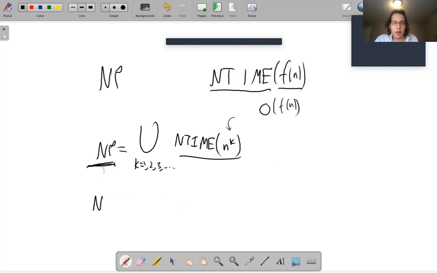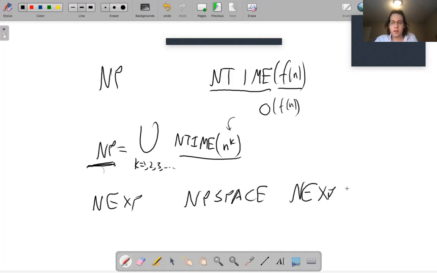And we can also define NEXP for non-deterministic exponential time, NPSPACE, NEXPSPACE, and so on. So basically, for any other class, we can stick an N in front, and it means it's now on a non-deterministic Turing machine. Generally that's just going to be a well-defined thing. So that's the definition of NP.